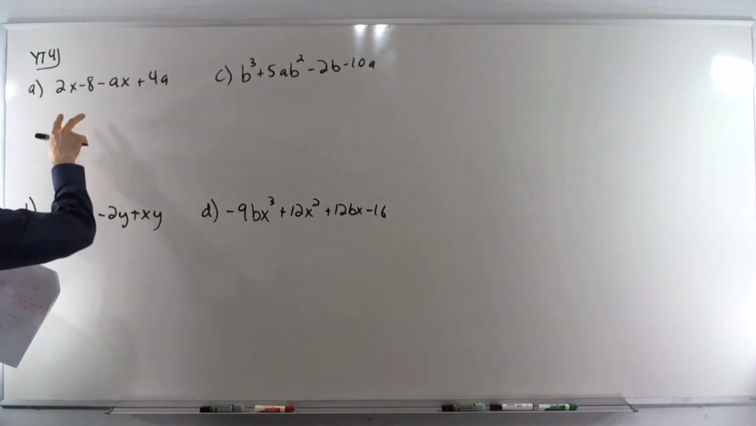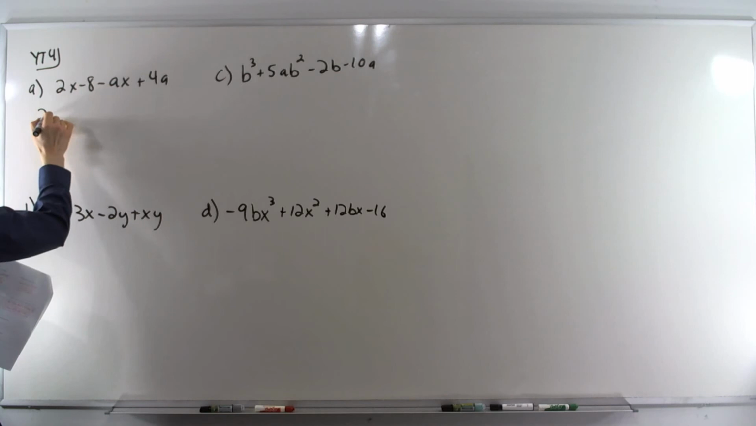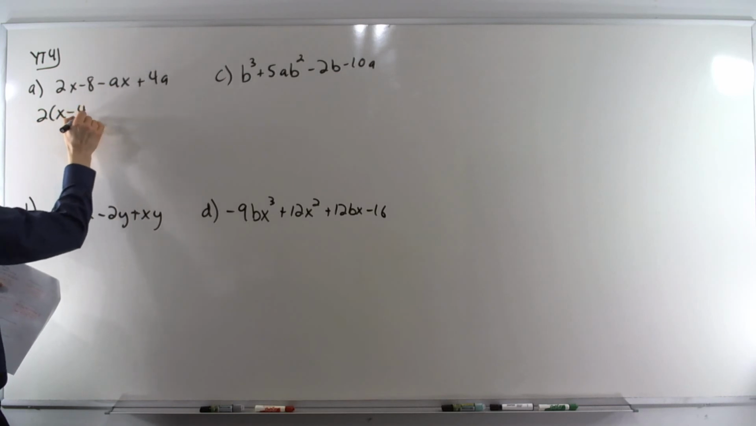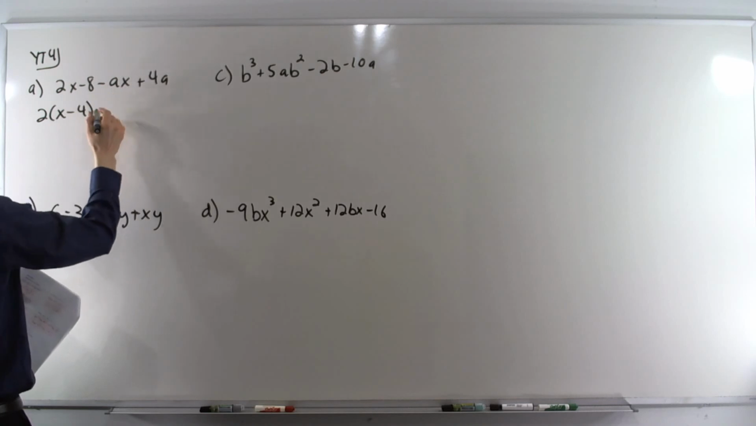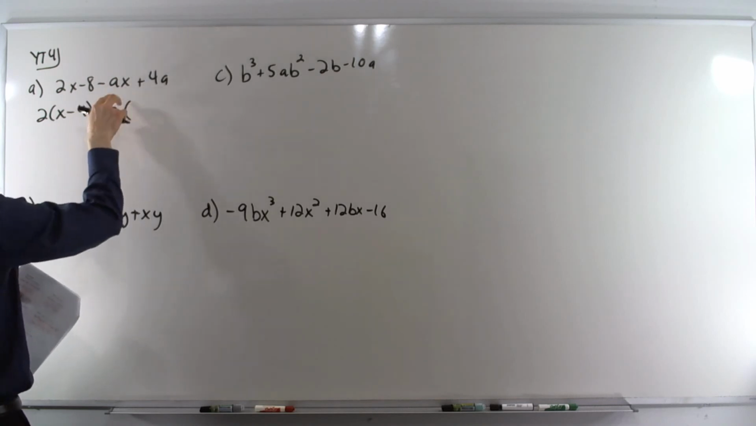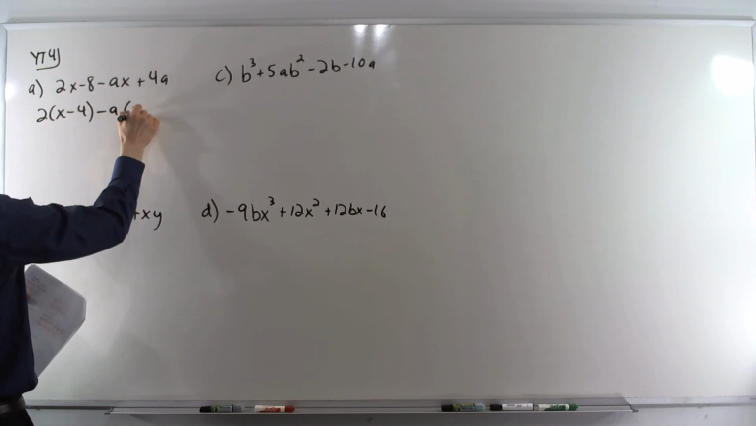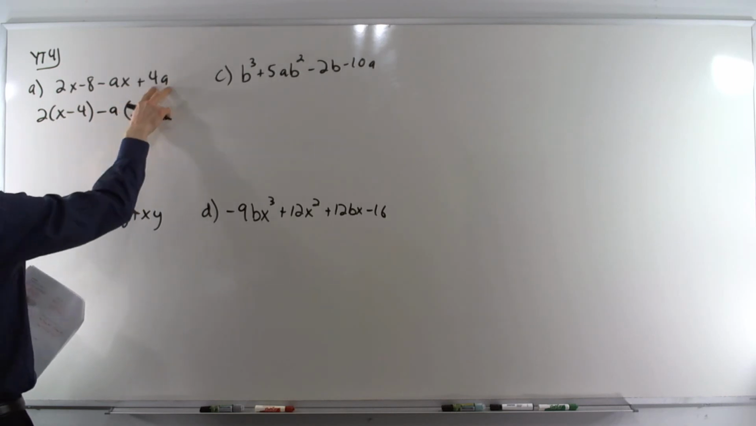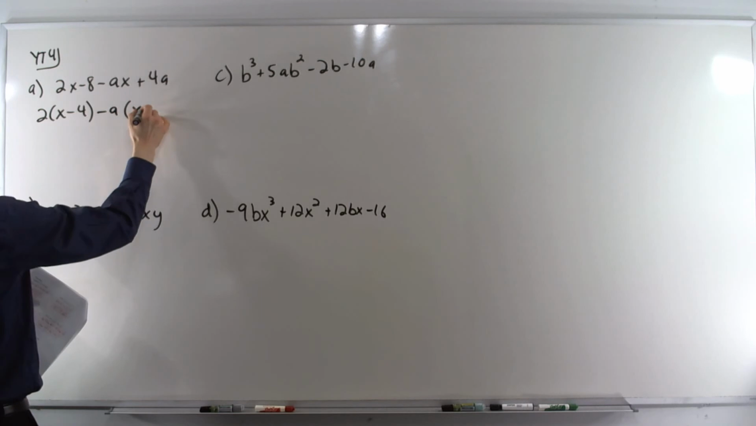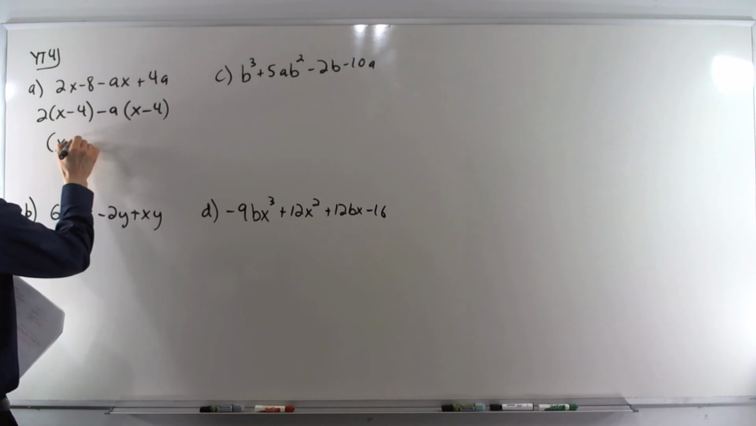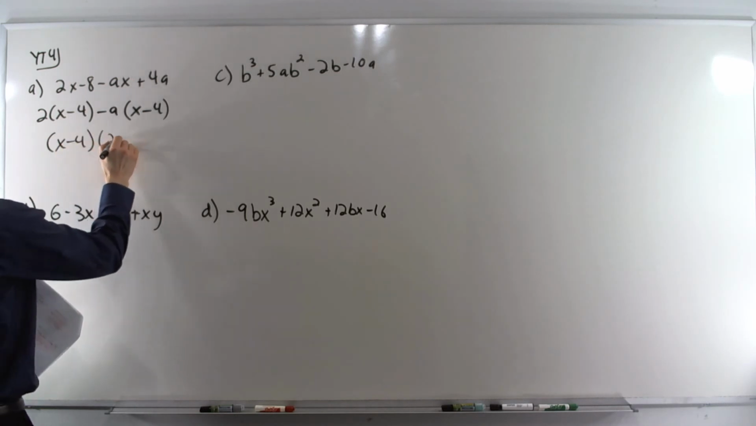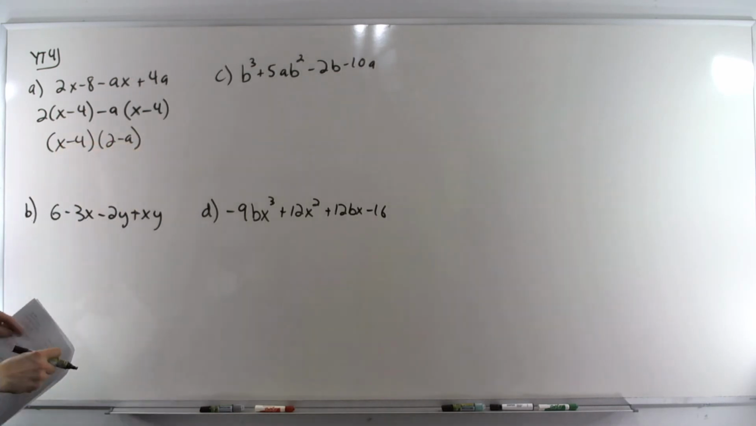Part A, we can factor out a 2 from the first two terms. You get 2 times x minus 4. And now we got to make the first one positive, so we're going to factor out a negative a. Negative ax divided by negative a is positive x. And 4a divided by negative a is negative 4. So that gives us the matching binomials x minus 4. So we'll pull those out front. So we get x minus 4 times 2 minus a.